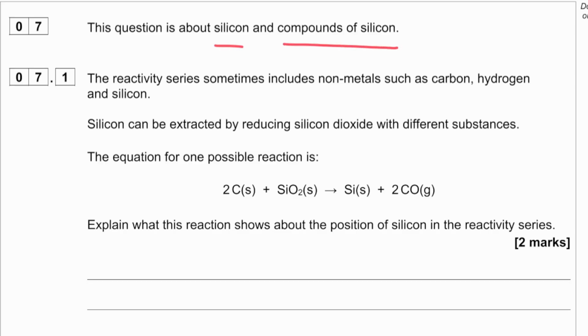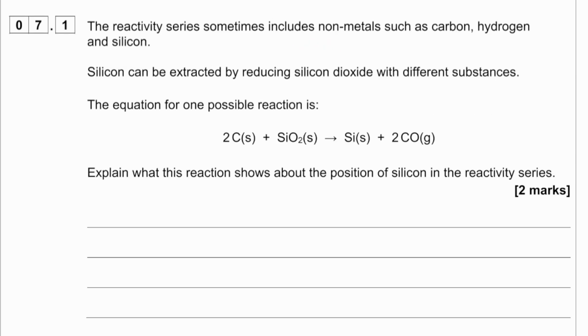Now that's going to be true throughout the whole question, so it's just worth noting that at the beginning. The reactivity series sometimes includes non-metals such as carbon, hydrogen, and silicon. Silicon can be extracted by reducing silicon dioxide with different substances. The equation for one possible reaction is given there. You can see they're using carbon. Explain what this reaction shows about the position of silicon in the reactivity series.